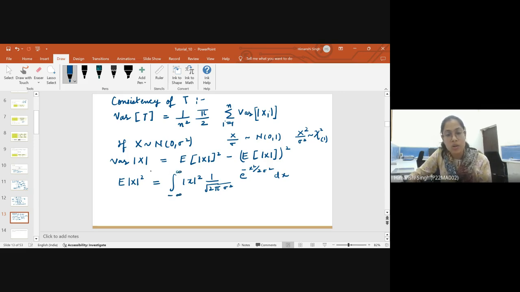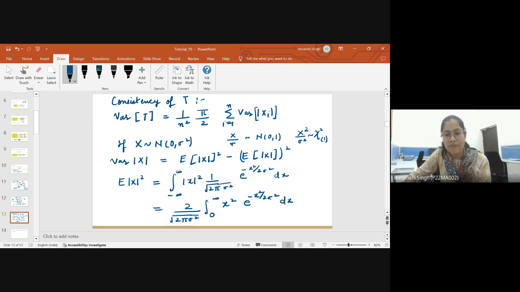Now again I can do the same thing because it is again an even function, so I can find this to be twice the integral from minus infinity to infinity. So it will be 0 to infinity, because it is an even function. This will be x square and it will come outside, under root 2 pi sigma square. So it will be x square e to the power minus x square by 2 sigma square dx.